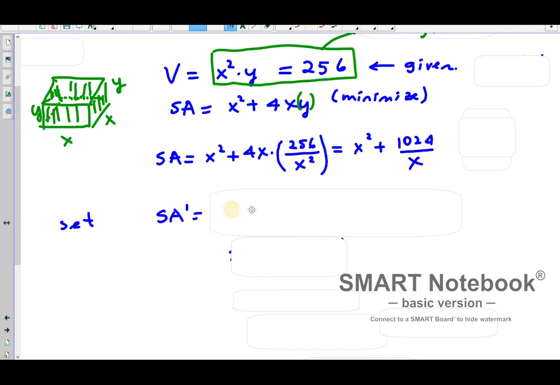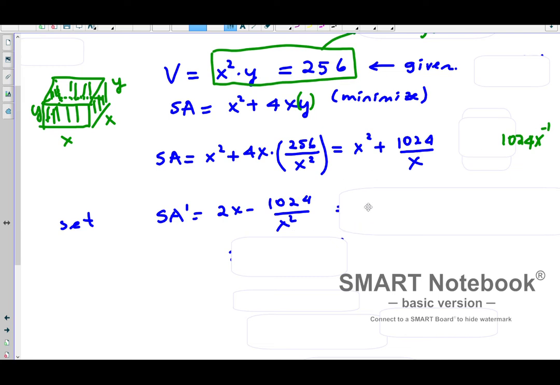So SA prime equals derivative of x squared is 2x. Okay, what about derivative of 1,024 over x? How are we going to differentiate that one? Again, we don't need a quotient rule, right? Because we can write that as 1024 times x to the negative 1. And now let's just apply the power rule. So bring the power down, negative 1024, and x to 1 less power, which will be x to the negative 2. And at that point, you can even put it in the denominator as division by x squared. Okay, because 1024 times x to the negative 2 is 1024 divided by x squared.